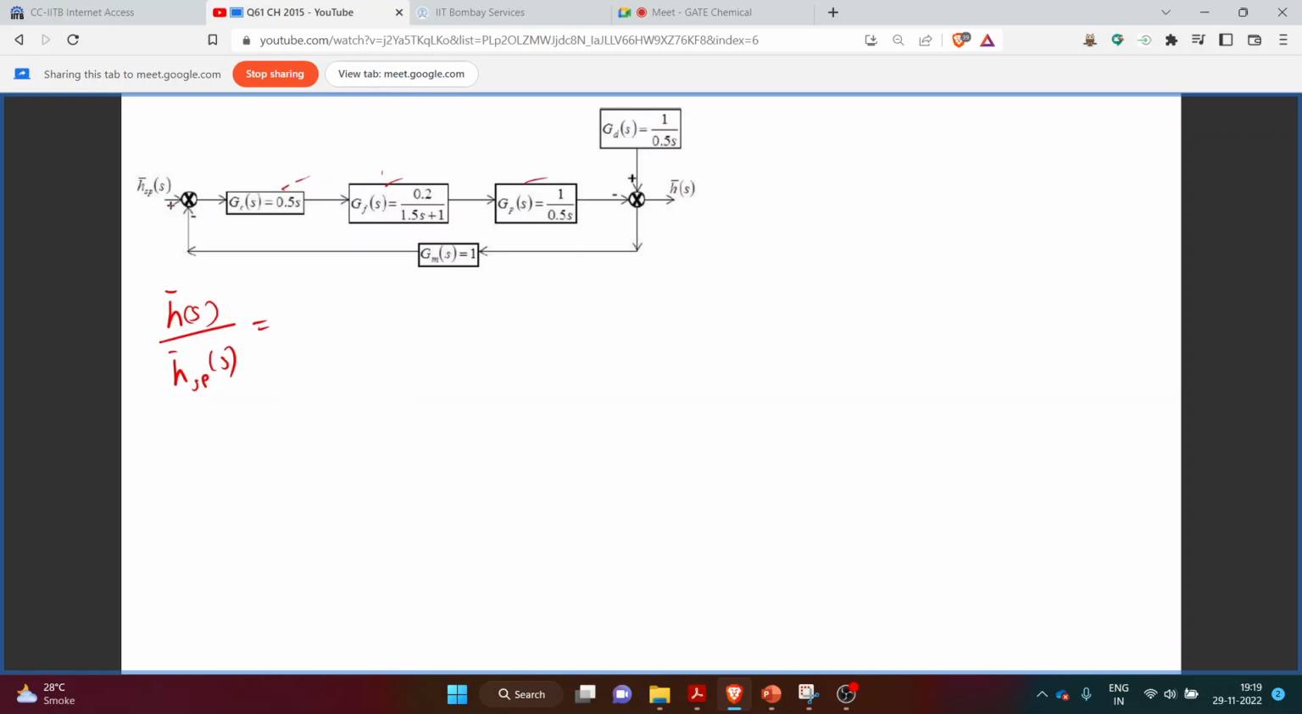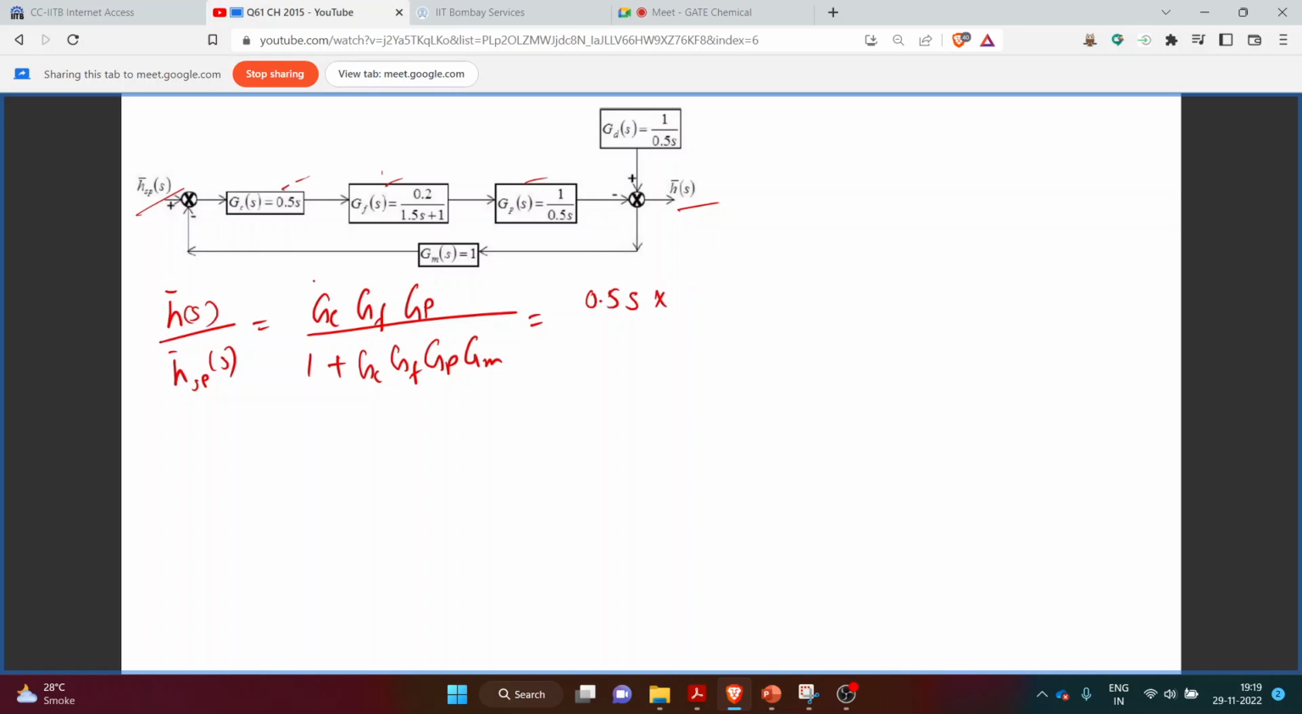Since we are calculating the correlation between this and this term, it will become gc gf gp upon 1 plus, in the denominator, we will be multiplying all of these three blocks plus 1. So it will become gc gf gp and the gm. All this will be in the s domain. So let us write the individual transfer function of each of these blocks and simplify the equation.